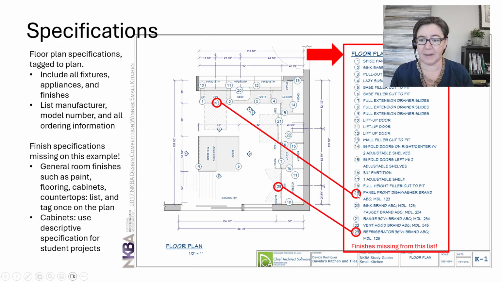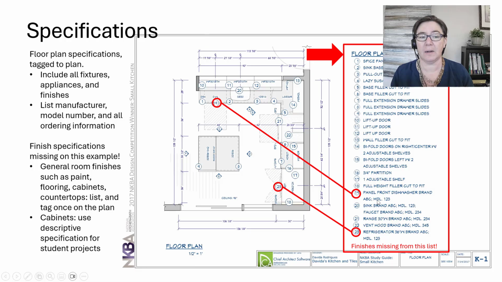Let's look at number 19. First, they have a short name so that we know what we're talking about. Panel front dishwasher. All right, looking at number 2, it just says sink. So a short name so that before anybody looks up any information, they know kind of what they're looking at. Next, we look at the manufacturer. That's this brand ABC. All right.